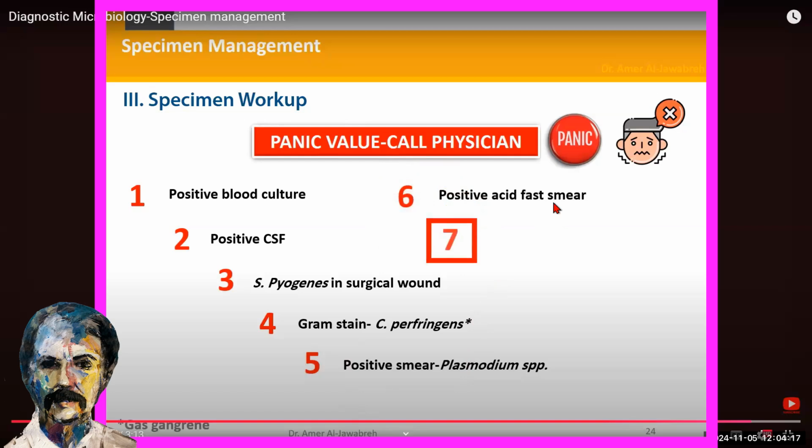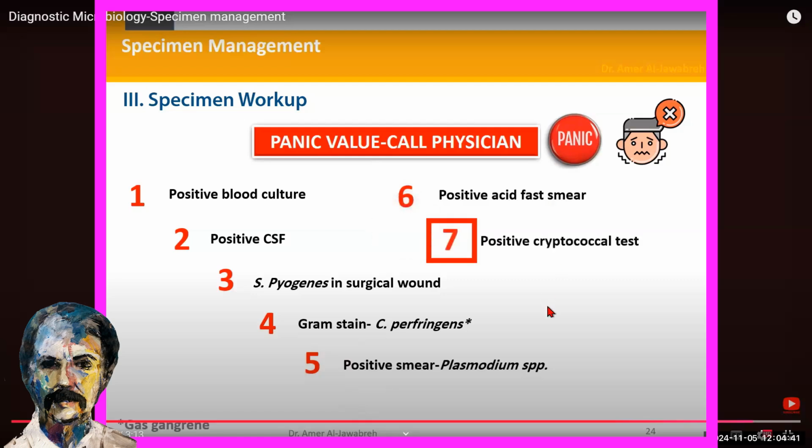Positive acid-fast smear. We said that the acid-fast stain means that we have MTB, Mycobacterium tuberculosis. If you see red bacilli on a blue background, then this is Mycobacterium tuberculosis. You have to call the physician and tell him or her that we have an MTB case, highly suspected.